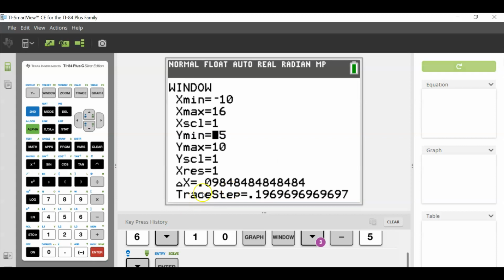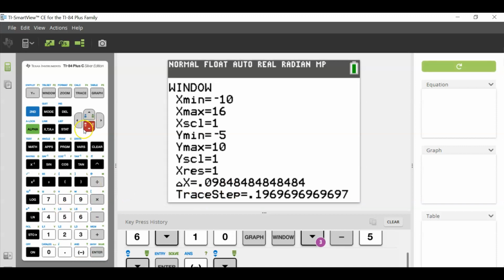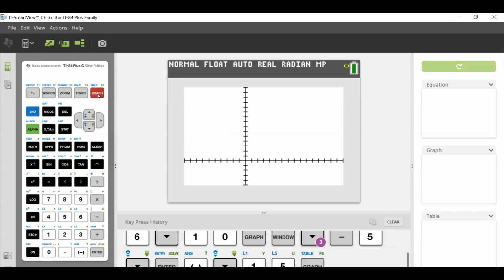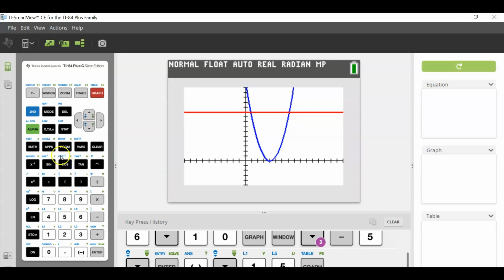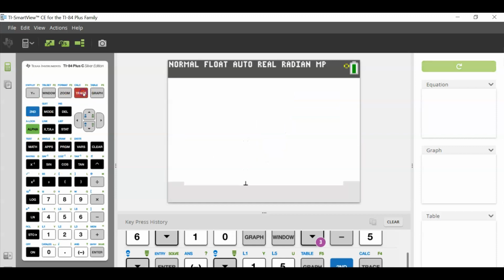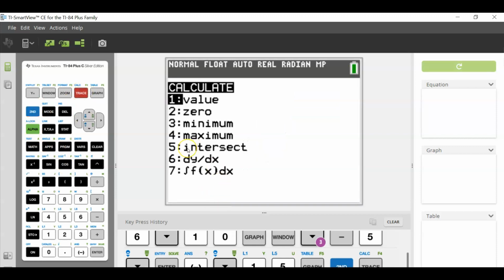That's what happens when you use a subtraction and not the negative sign. All right, and now Y max, I'll make maybe 50. There we go. So we want to see what these two points are. Okay, so to do that, you go second, calculate, and you choose number 5, the intersect function.